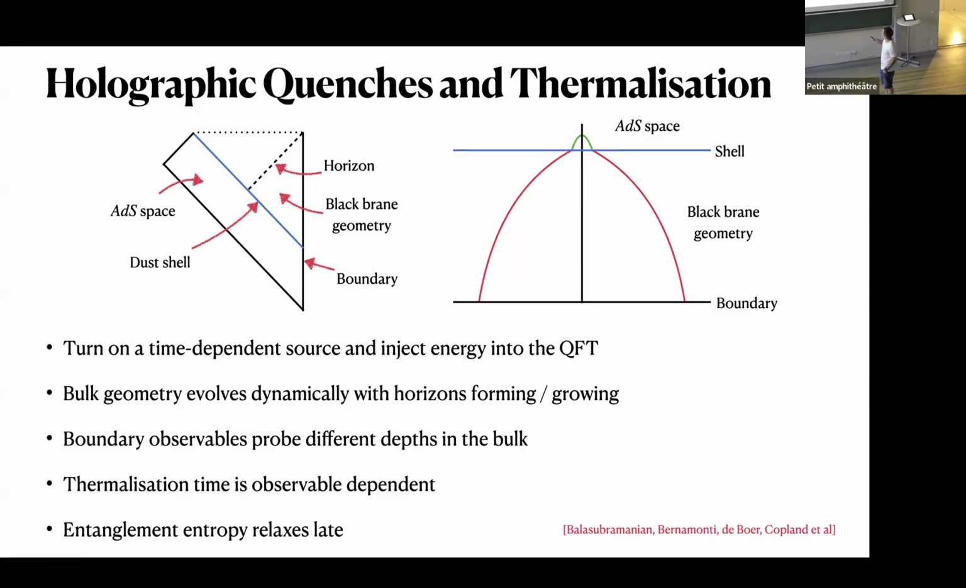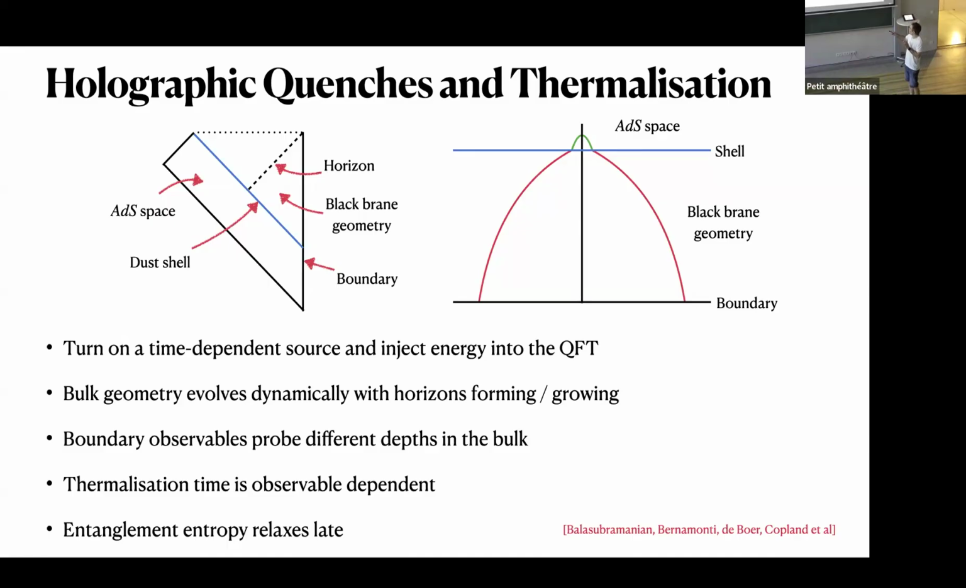So, what am I drawing here? This is the boundary of AdS, and I'm imagining that some kind of spherical dust shell is falling through AdS. The space which is still inside the spherical shell is very much like AdS space. It has not been affected too much by this spherical shell. What you see outside this spherical shell is now turning into this black brane geometry that I was writing.